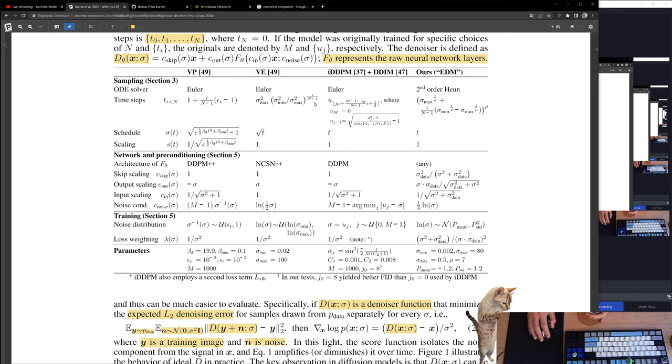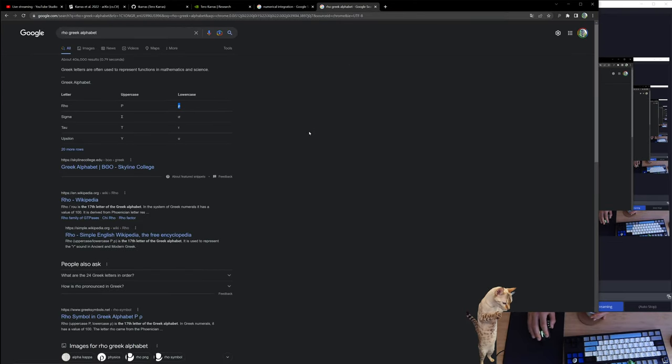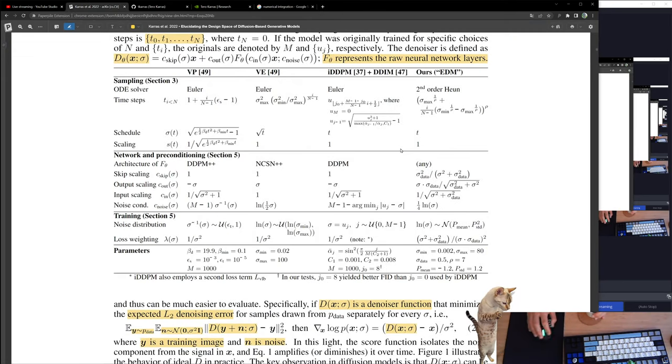Okay, so here the time step is based on the min and the max noise. I don't know what this p is here. I think it's rho, right? What is that? Rho, Greek alphabet. Yeah, it's rho. They don't explain that. Okay, we're going to see these later.